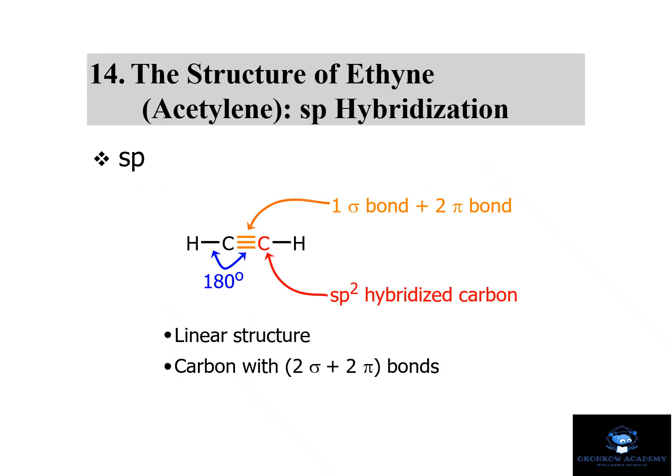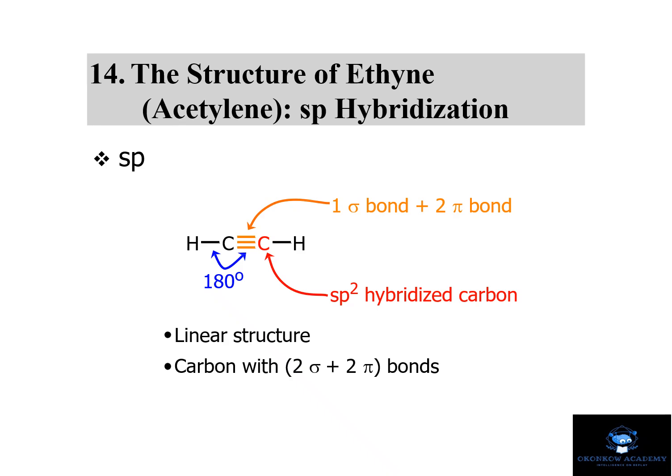Now, our third hybridization type, sp hybridization, seen in ethyne, also called acetylene. In sp hybridization, only the s orbital and one p orbital mix, producing two sp hybrid orbitals. The other two p orbitals remain unhybridized. The two sp orbitals form sigma bonds, one to hydrogen and one to the other carbon, giving a linear geometry with a bond angle of exactly 180 degrees.